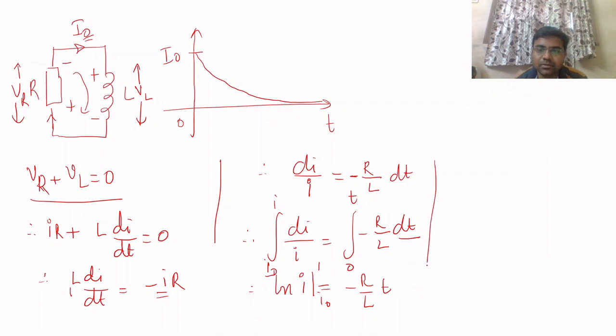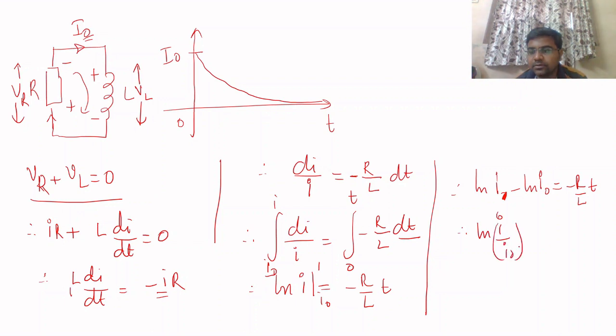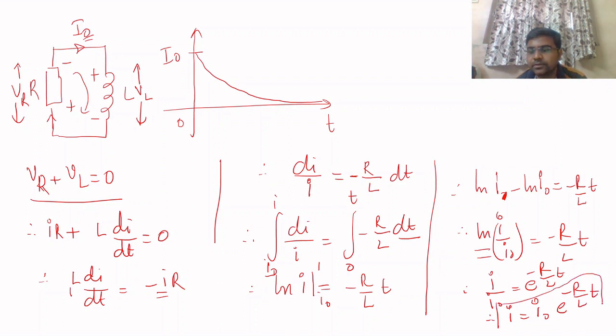Okay, so what we will have is ln I minus ln I0 is equal to minus R upon L into t. This gives me ln I upon I0 is equal to minus R upon L into t. If I remove this ln, on the other side we will have e raised to minus R upon L into t. So I is nothing but I0 e raised to minus R upon L into t. This is the final equation.